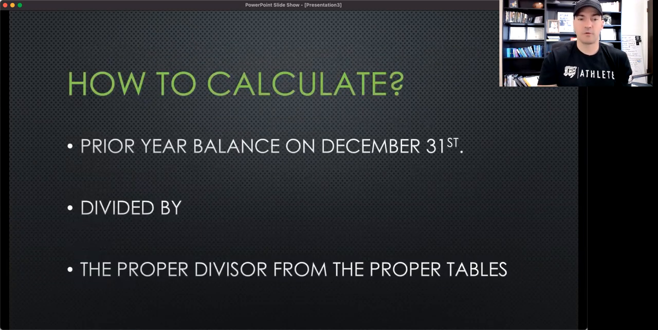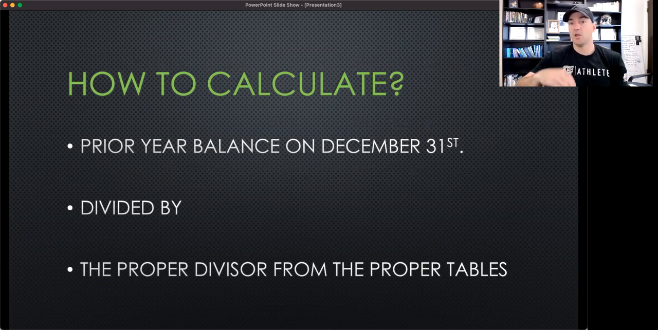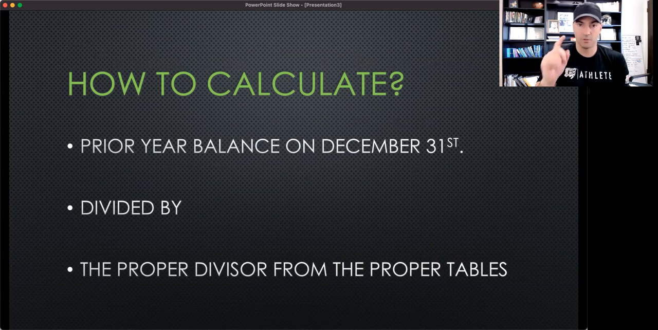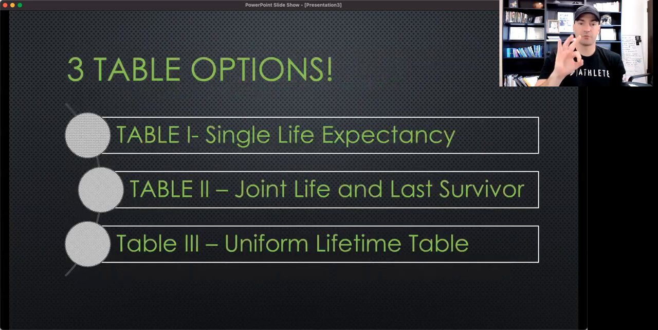How to calculate, just a refresher: it's the prior year balance on December 31st. So let's say you are in a situation where you have to take a required minimum distribution. It's going to be based off the prior year balance of the IRAs on December 31st. That number is divided by the proper divisor from the proper tables, which is what we're going to get into next. So you have three table options.